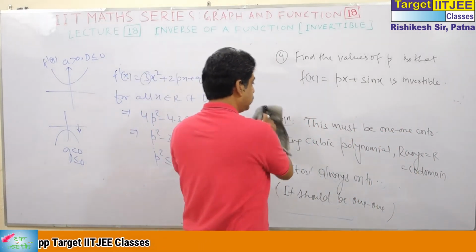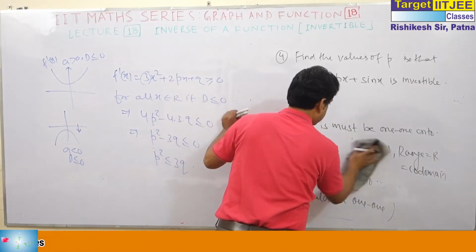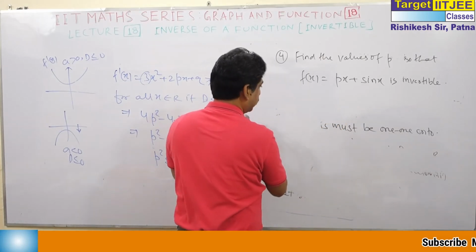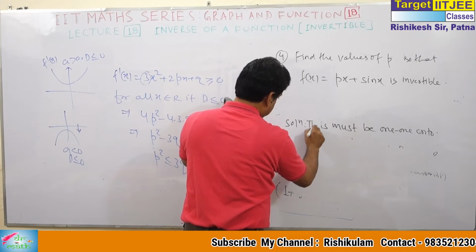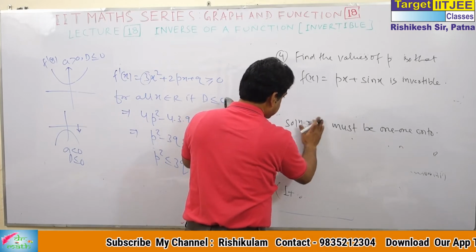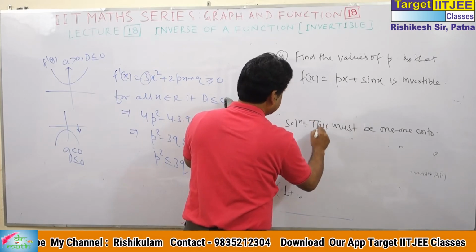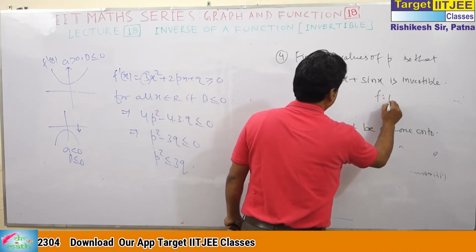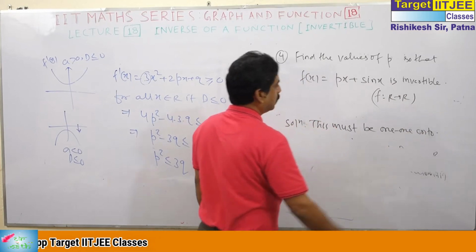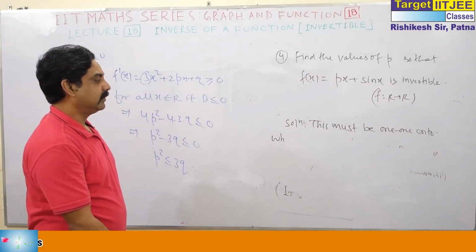Now, how do we see this? It is the same logic. This must be a one-one onto function, same logic. And the function goes from where? R to R. Nothing is given, so take the complete domain. f goes from R to R.